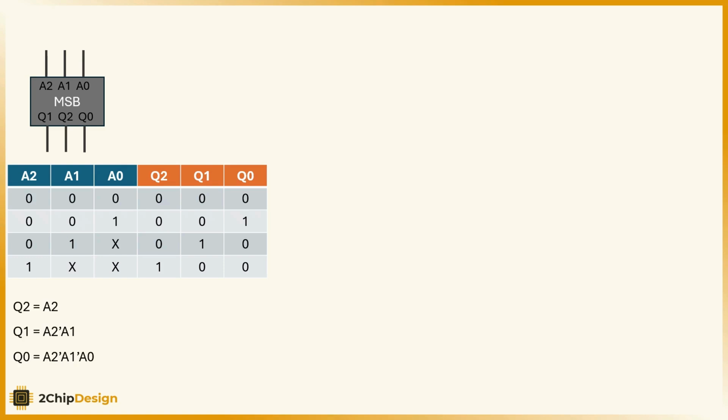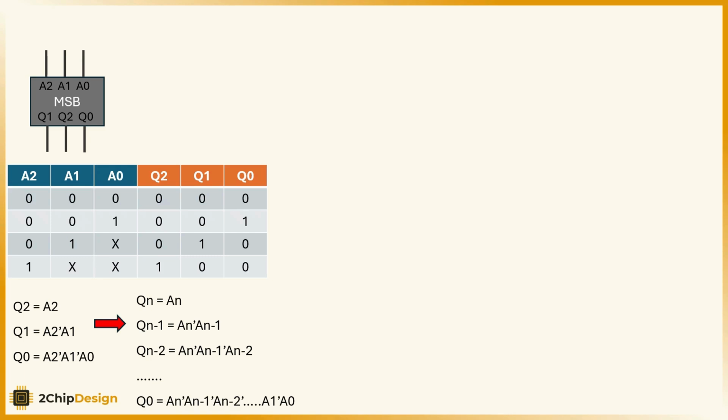Let's now derive the logic equation for each output bit. For Q0 to be 1, A0 must be 1, and A1 and A2 must be 0. For Q1 to be 1, A1 must be 1, and A2 must be 0. We don't care about A0. For Q2 to be 1, only A2 needs to be 1. All other bits are ignored. We can now generalize this pattern as n increases. So let's adapt our logic to handle arbitrary n values.